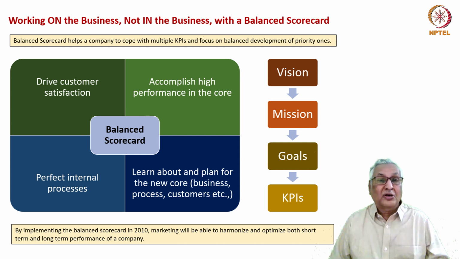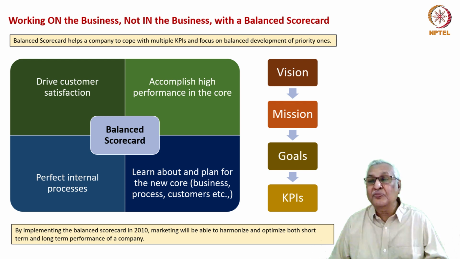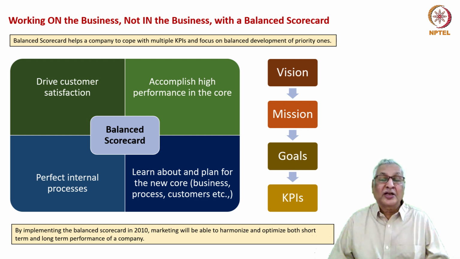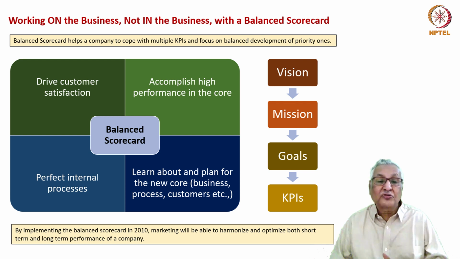We need a balanced scorecard for salespeople. It helps a company to cope with the multiple KPIs and focus on balanced development of priority ones within the complex sales system. What are the four aspects of a balanced scorecard? Drive customer satisfaction, accomplish high performance in the core, perfect internal process, learn about and plan for the new core, business process, customers, etc. The fourth one, which I mentioned, may be at the company level, but actually it is also at the ground level.